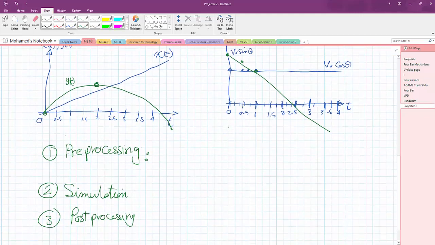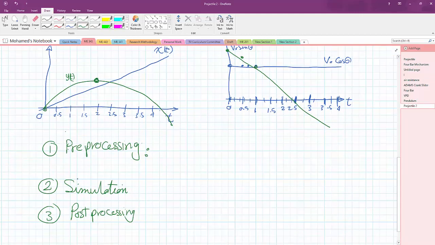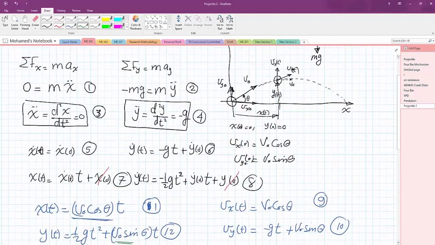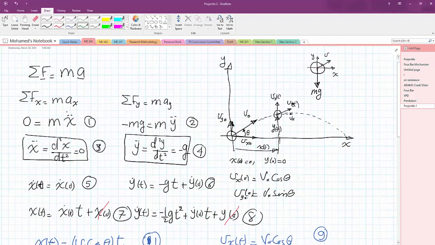And then we run the simulation. And as we said before, when we run the simulation, the program or the solver is going to develop the list of mathematical equations according to the physics that we have in our problem. So those equations that we developed here are the mathematical equations describing our physics.